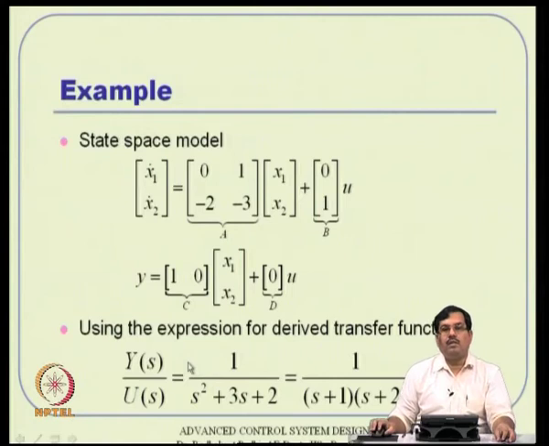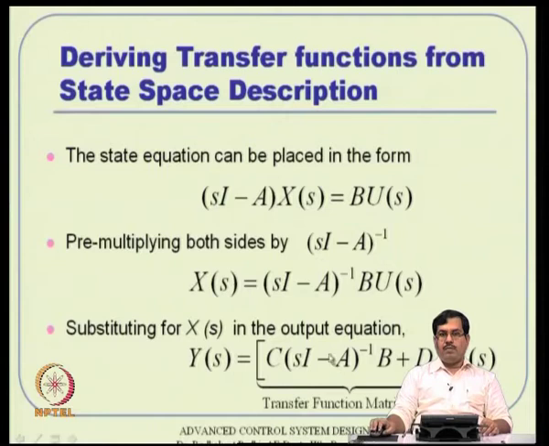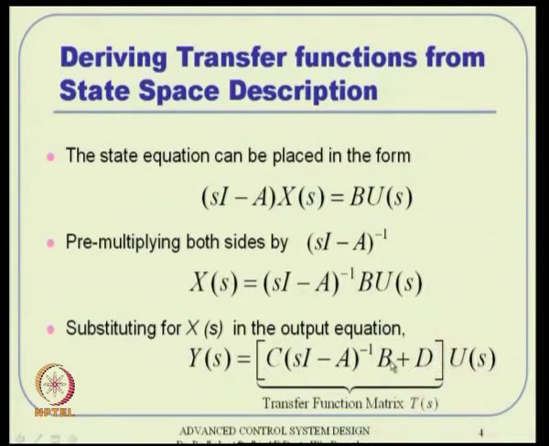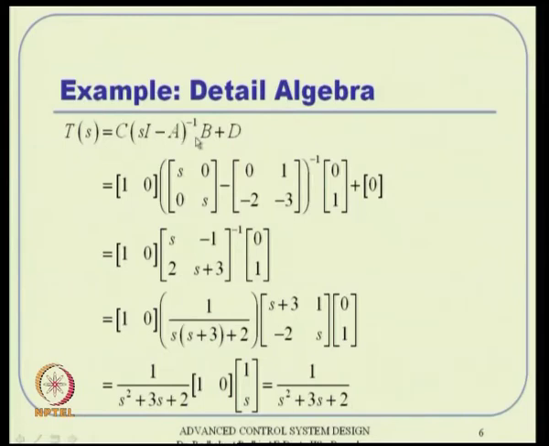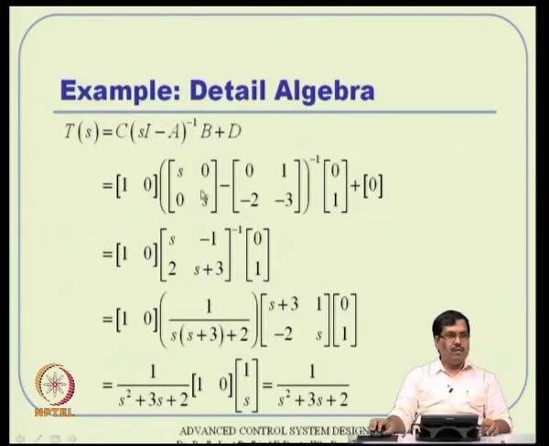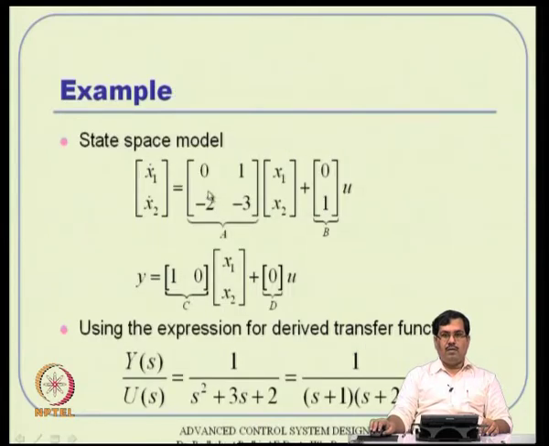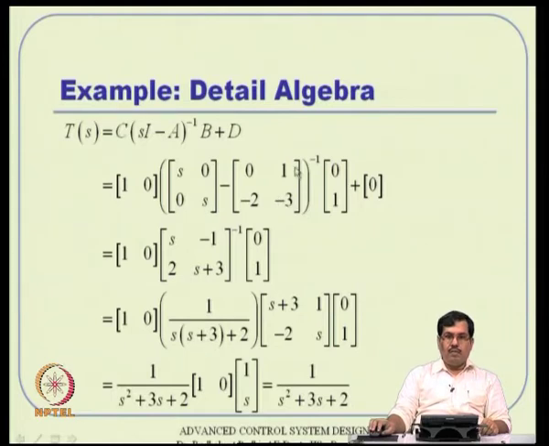I will not carry out all the steps again, I will simply apply this formula. Remember, D is 0. So I apply C into sI minus A inverse times B, D is 0 anyway. Let us see the algebra. C is this, sI turns out to be a 2 by 2 matrix, with s and s here, 0 0 here. So sI minus A is what you have here, where I pick up A from there. Then I take the whole inverse and multiply by this B matrix, plus 0.